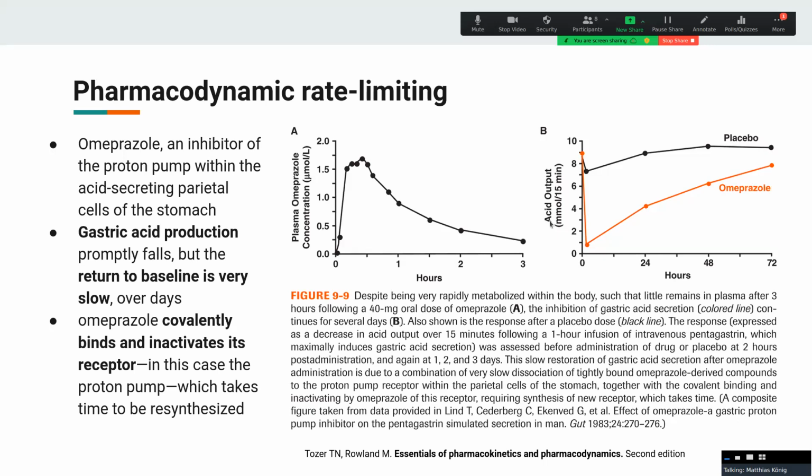The main reason is that omeprazole binds covalently very strongly to the receptor, and it destroys the receptor, and it takes some time for resynthesis. You have to resynthesize the proton pumps, because they are basically permanently inhibited by omeprazole, and this turnover takes just a few days.